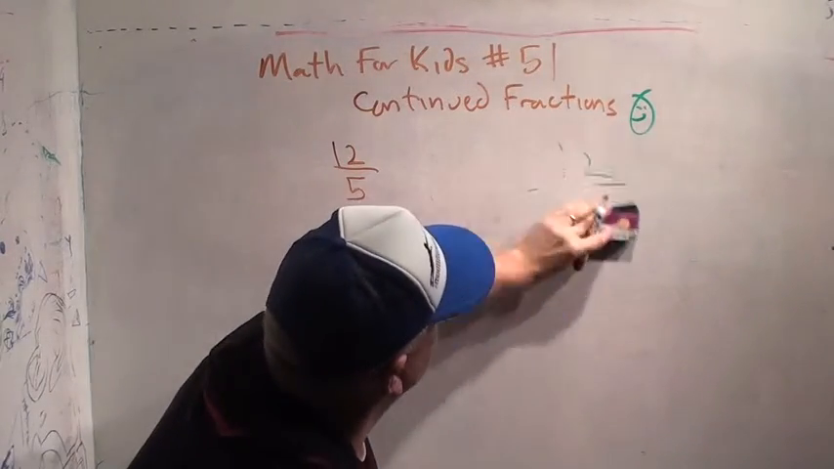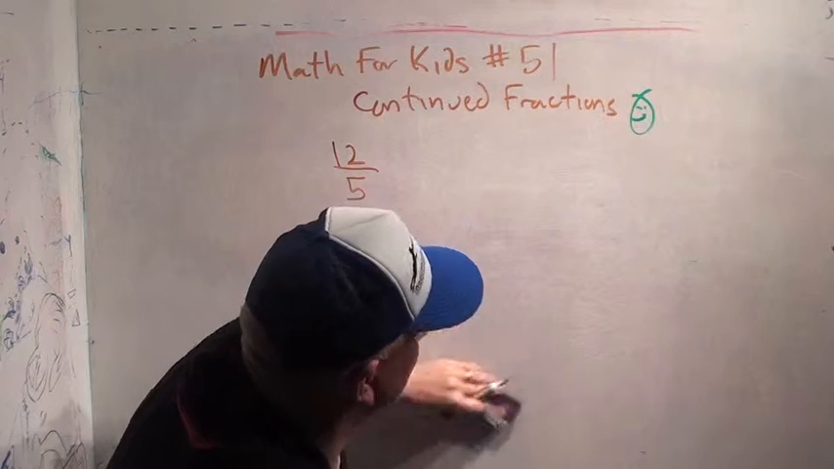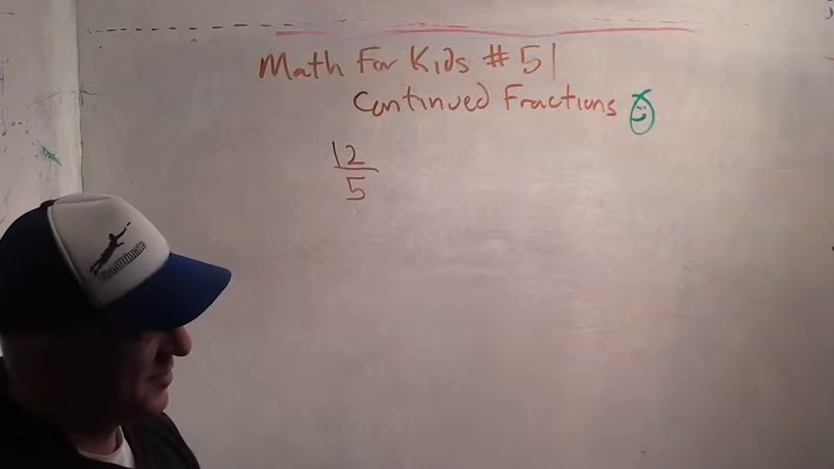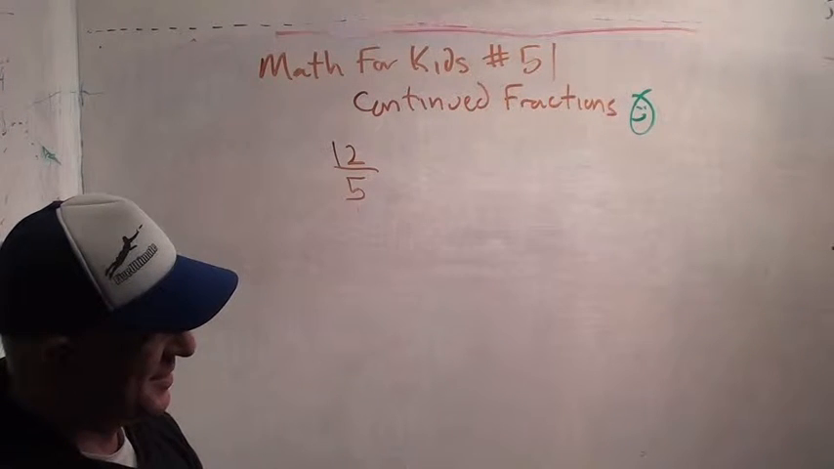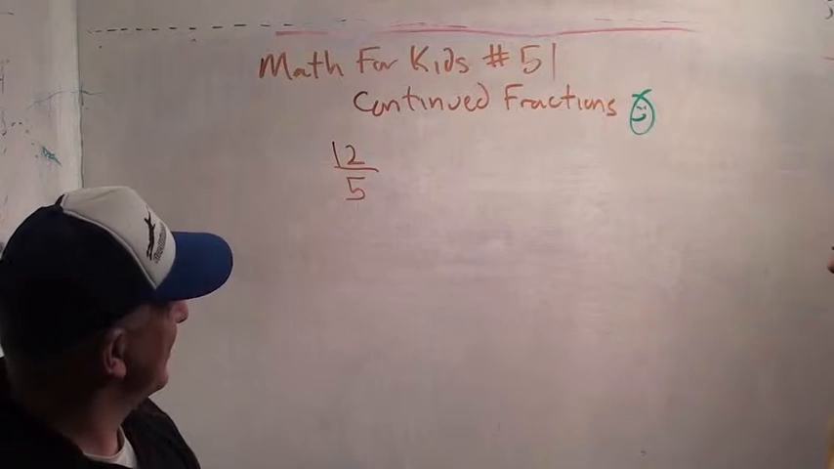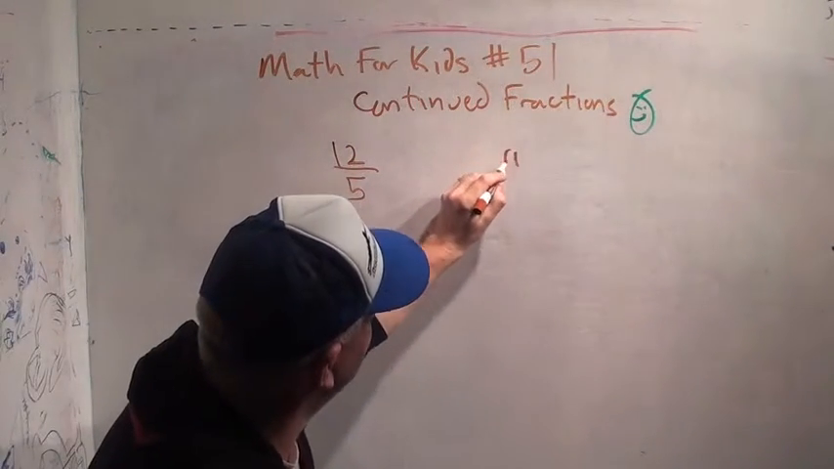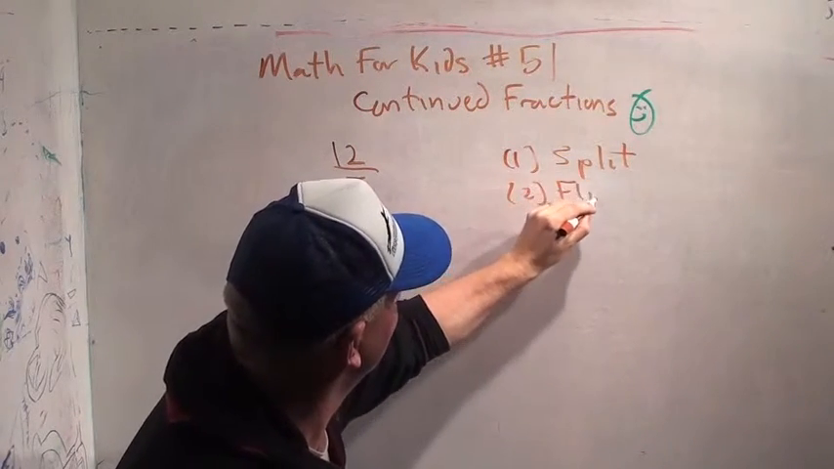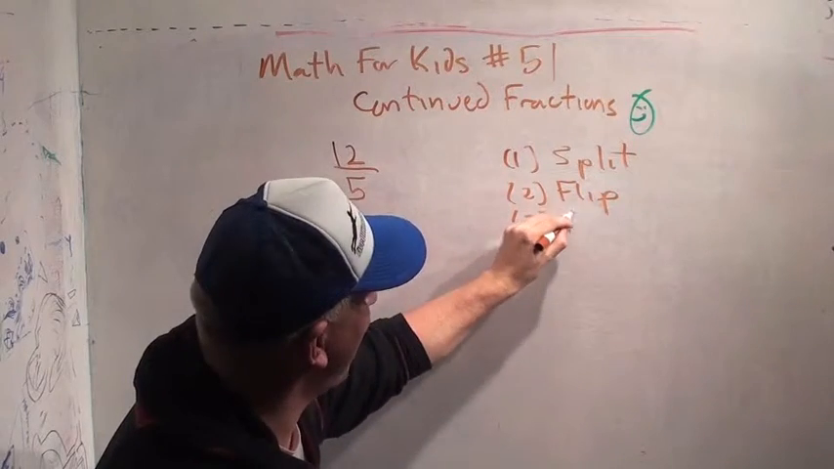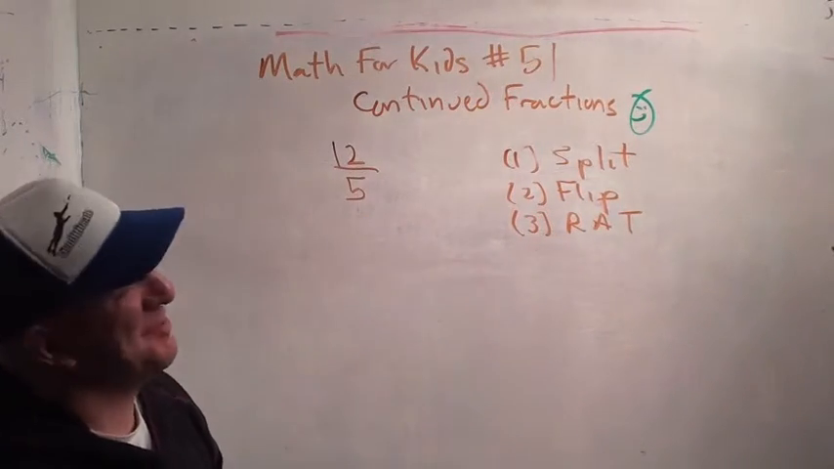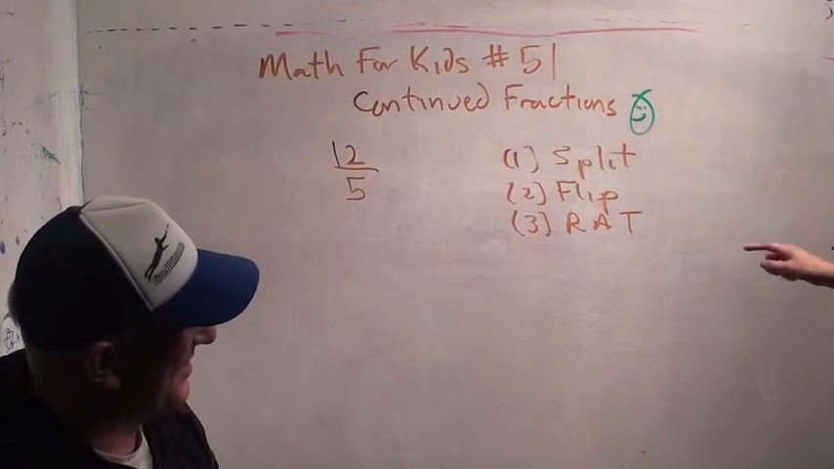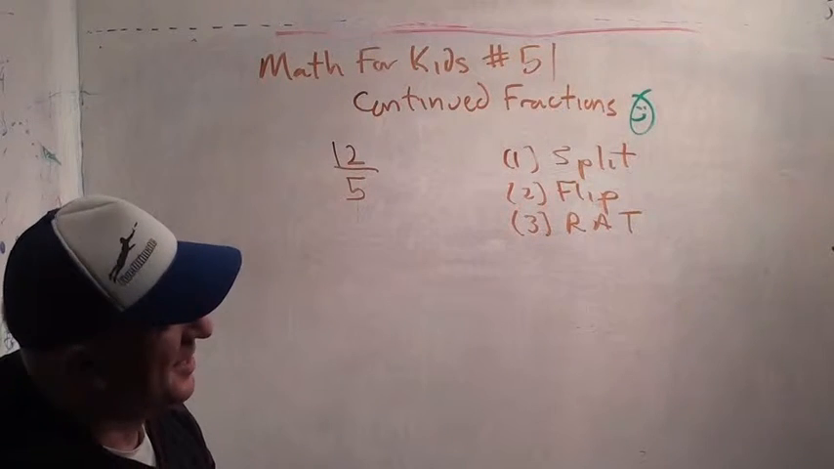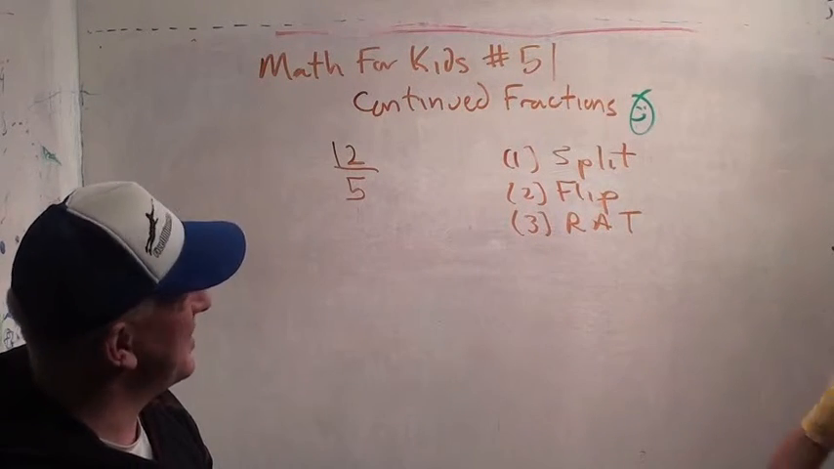Okay. So now I remember from my high school math teacher who taught me about continued fractions. Here's how you do this. The procedure is 1, split, 2, flip, and 3, rat. So it's split, flip, and rat. Okay, that's what you have to do. You ready to do split, flip, and rat?